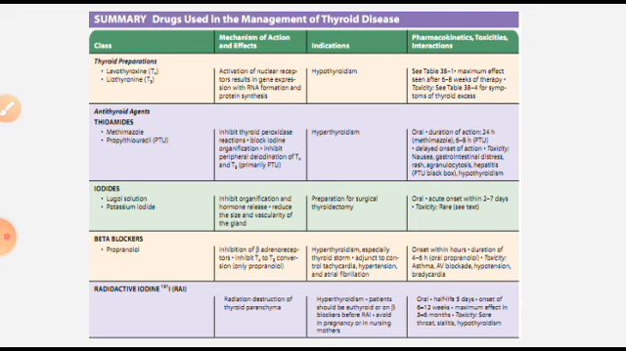This one table was there. I don't know how clear it is. It was a summary of all these drugs. You can see the class of drugs given on this side, their mechanism, their indications, and pharmacokinetics and toxicities. This table you can find in the book Katzung. From there I have drawn it.